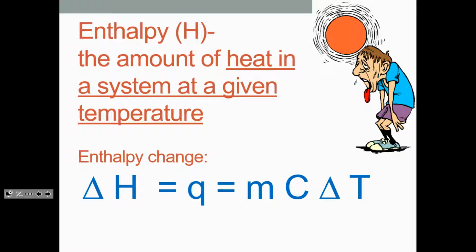So the first thing we need to understand is this word called enthalpy. It's represented by the letter H, a capital H, and it is defined by the amount of heat in a system at a given temperature.